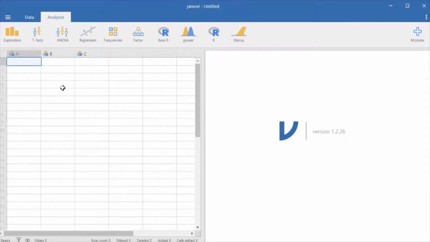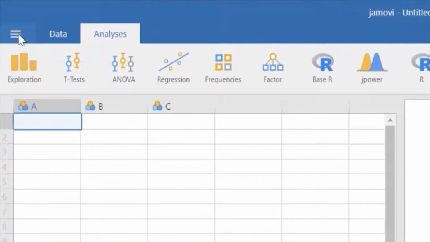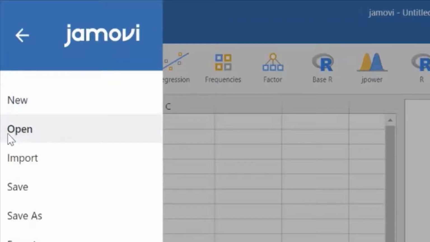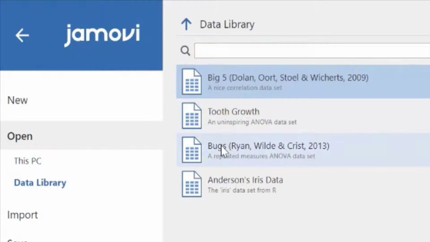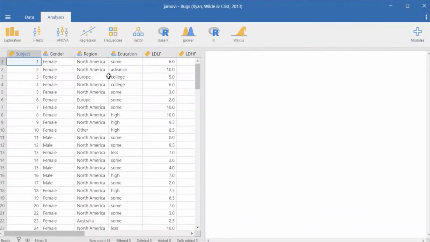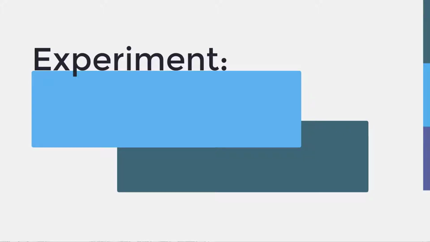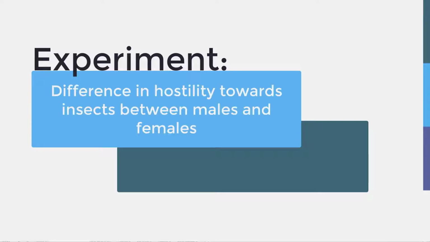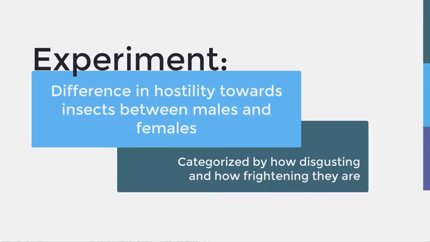This is a demonstration on the use of Jamovi to conduct an independent samples t-test. We'll first open a dataset that comes with Jamovi in the data library. Click on the menu, Open Data Library, and select the bugs dataset. This data comes from an experiment where participants were asked to rate their hostility towards insects that were categorized by how disgusting and how frightening they are.